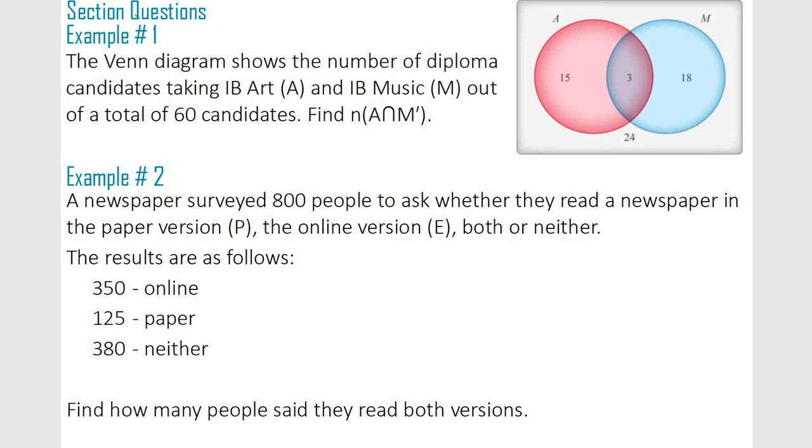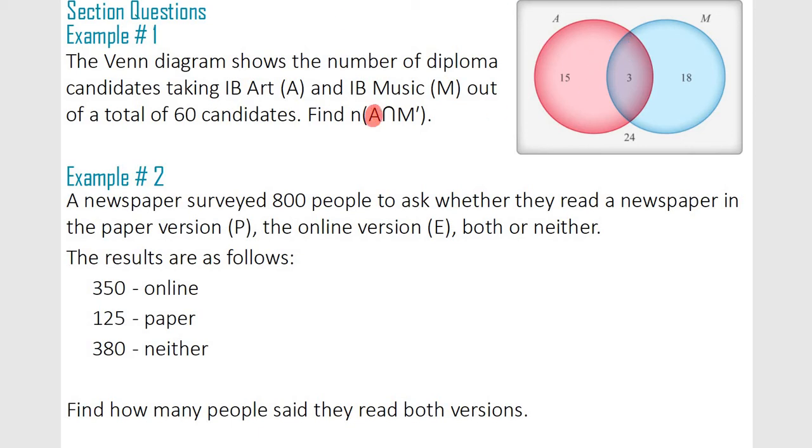All right, so let's do more examples from the section questions. So example 1. Here we want to find this probability, so I like to highlight. Okay, so we want the probability of A and M. So let's do the probability of A. Well, that's the entire red circle. It's already red.